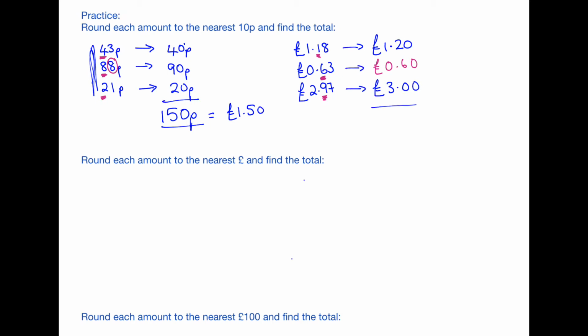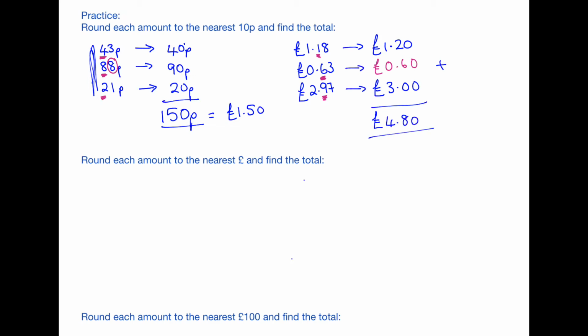So altogether, when we add these up, we've got £1.20, 60 pence and £3. So let's start with the biggest one again. So £3, add the next biggest one, add £1.20, so that gives us £4.20, and add 60p, so £4.20 add 60p is £4.80.